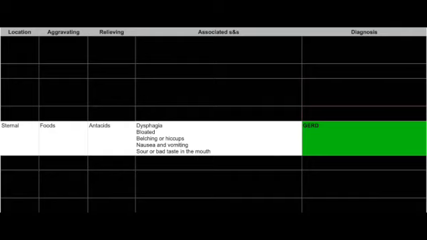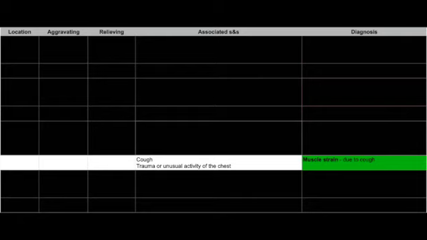If the patient points to the sternal area, and the pain is aggravated by eating foods and relieved by antacids, I would lean towards GERD. Chest pain with recent trauma, unusual activity of the chest, or a cough, I would lean towards muscle strain. If the chest is tender to touch and pain is reproducible, I would lean towards costochondritis. Or if the patient is having chest pain aggravated by stressful events or emotions, I would lean towards anxiety attacks.